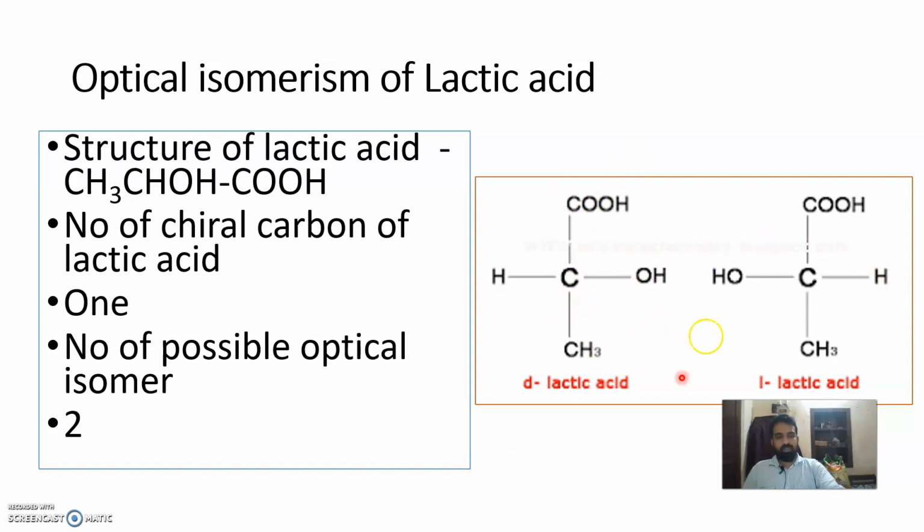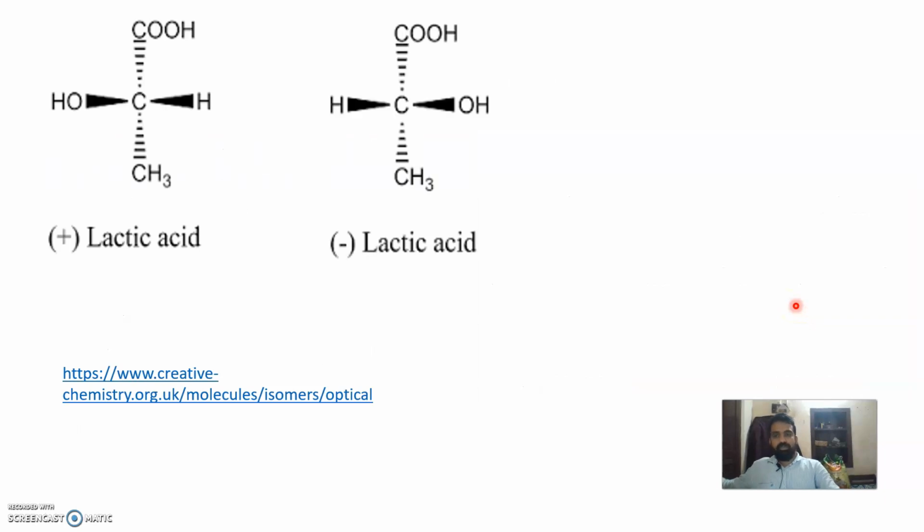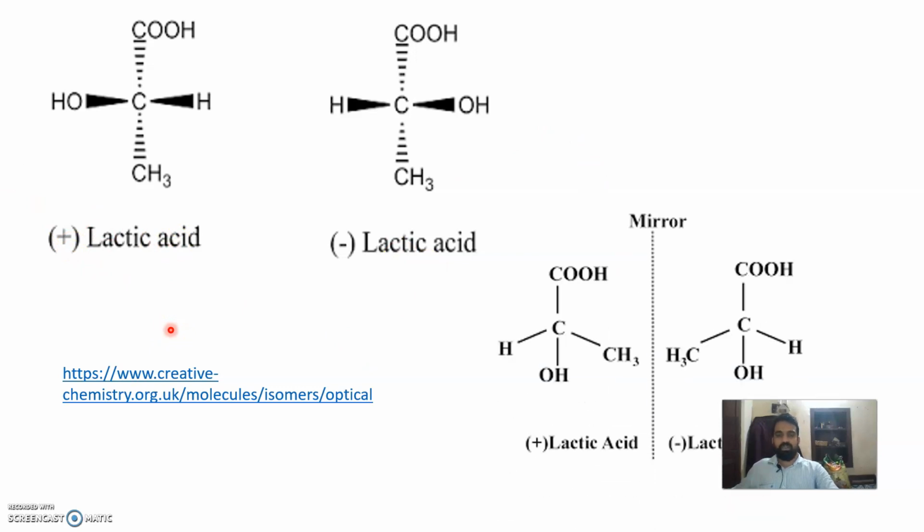These isomers are enantiomers, D-lactic acid and L-lactic acid. D-lactic acid means it rotates the plane polarized light to the right direction. L-lactic acid means it rotates the plane polarized light to the left direction. So this is another representation. Don't worry, this is COOH, OH. So one is plus lactic acid, another is minus lactic acid. Okay, so one is dextrorotatory, another is levorotatory.